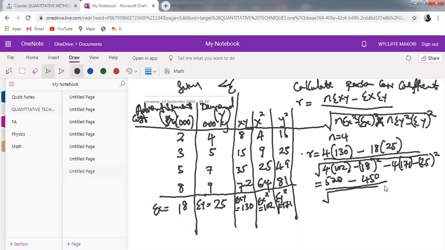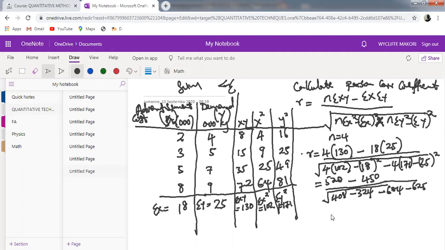Don't forget the square root. So we have it as 408, this part, minus 18 squared. 18 squared, the same as 18 times 18, which gives you 324, minus this part here, which is 4 times 171, which is giving you 684, minus 25 squared, which is 625. Then you continue evaluating it like that.